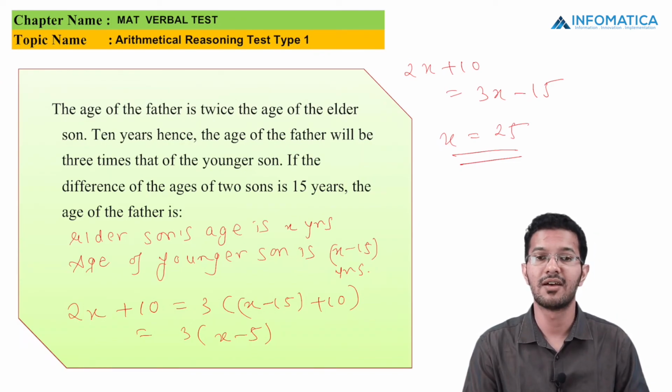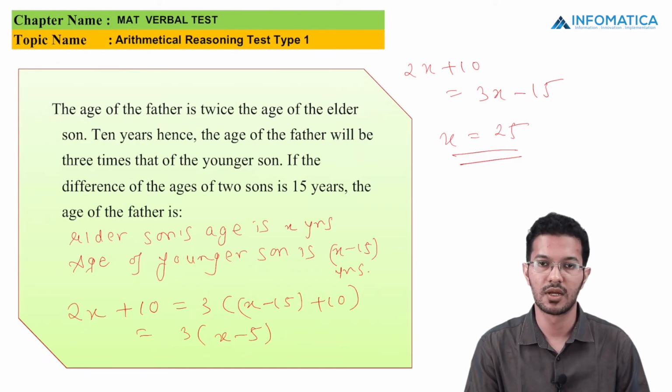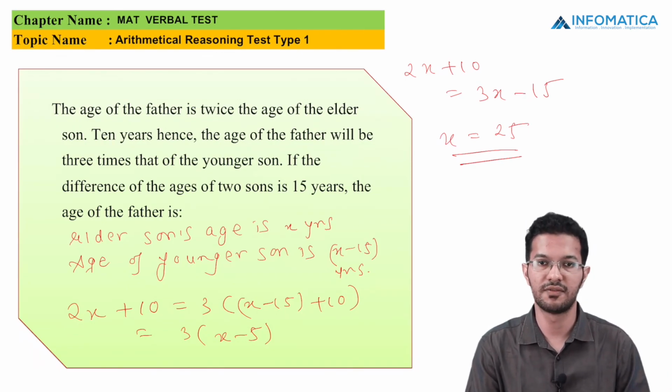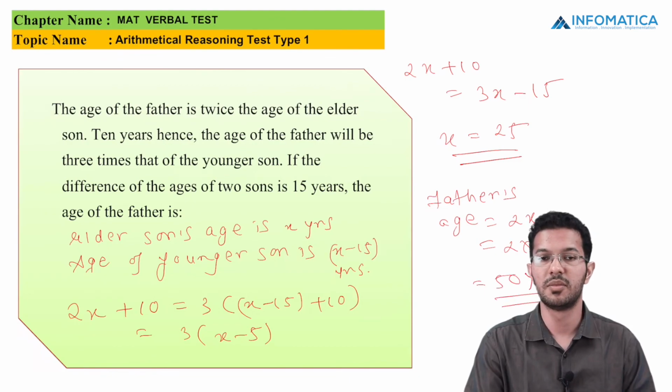So students, they have asked us the age of the father. Now I know that age of the father is twice the age of the elder son. So age of the father will be 2 times of x, which is 2 multiplied by 25, which is 50. Hence the answer will be option A.